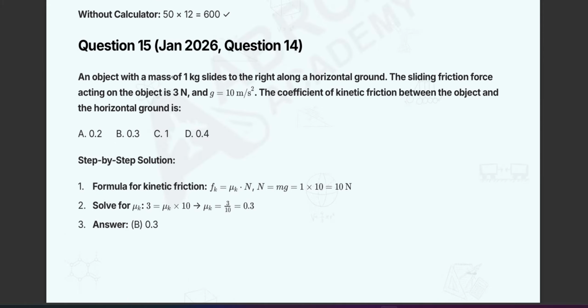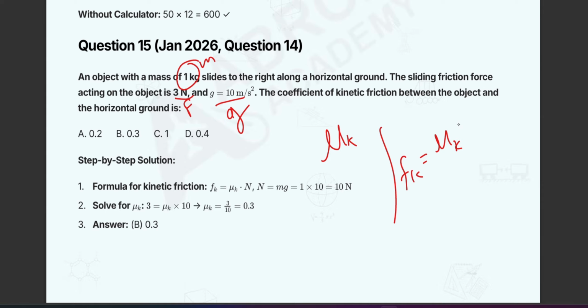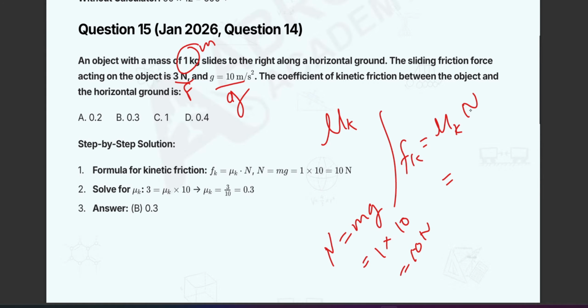Here is another question. An object with a mass of 1 kg slides to the right along a horizontal ground. The sliding friction force acting on the object is 3 Newton. Here is m, here is F, g is 10. What is the coefficient of kinetic friction between the object and the horizontal ground? So we know the formula Fk equals μk into N. We also know N equals mg, the normal force. First we find N, where m is 1 kg and g is 10, so it will be 10 Newton.